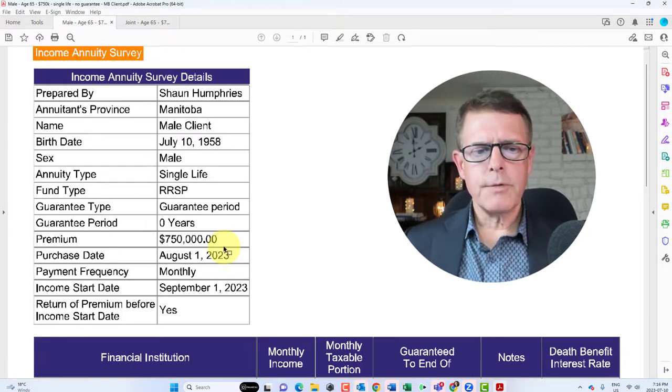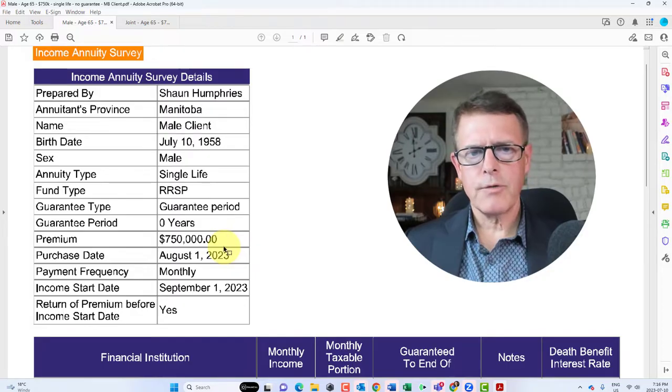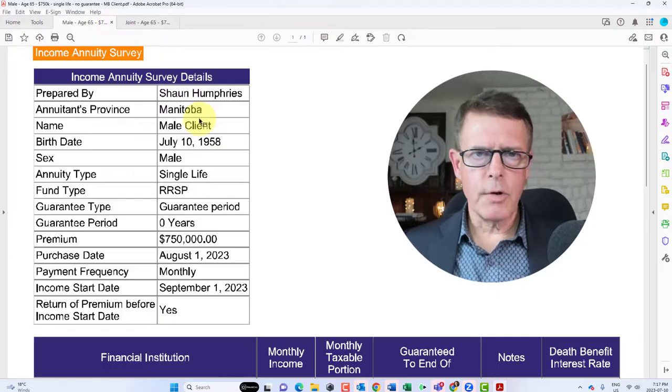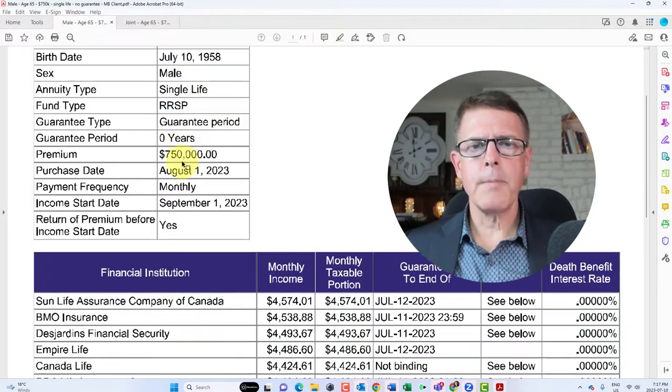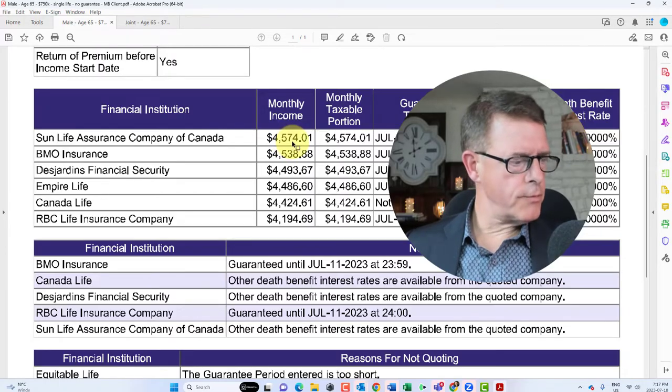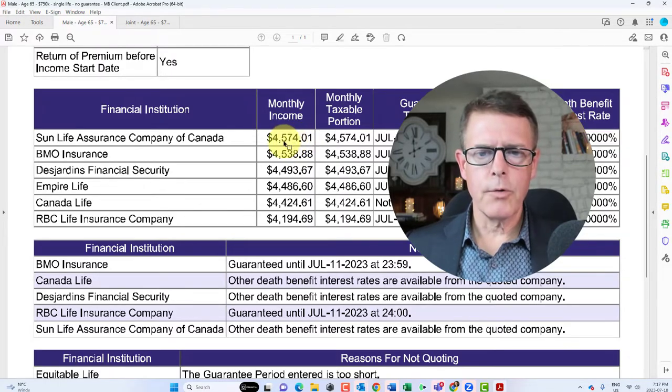Now, there's a lot of different kinds of guarantees that you can place on annuities. So I'm using a very simple illustration. In a few minutes, I'll talk about another option which has a survivorship benefit attached to it. But for this example, it's just a single life annuity, no guarantees. So what will that buy us as a monthly income? Well, from Sun Life, which was the best rate at the time we got this quote, is $4,574 per month. That translates to $54,888 per year.